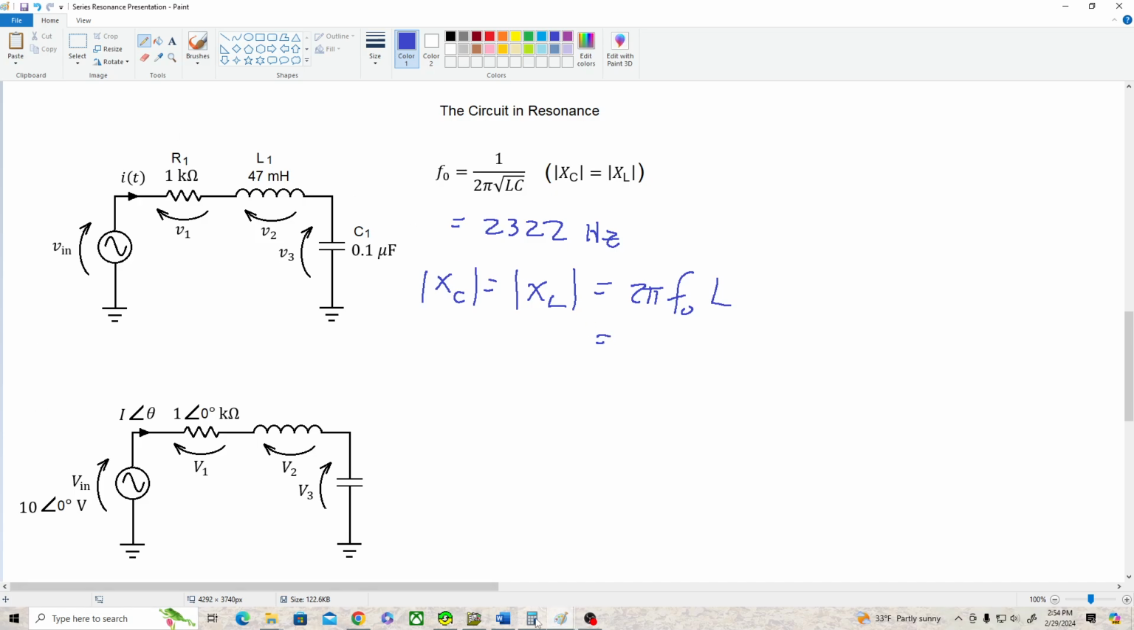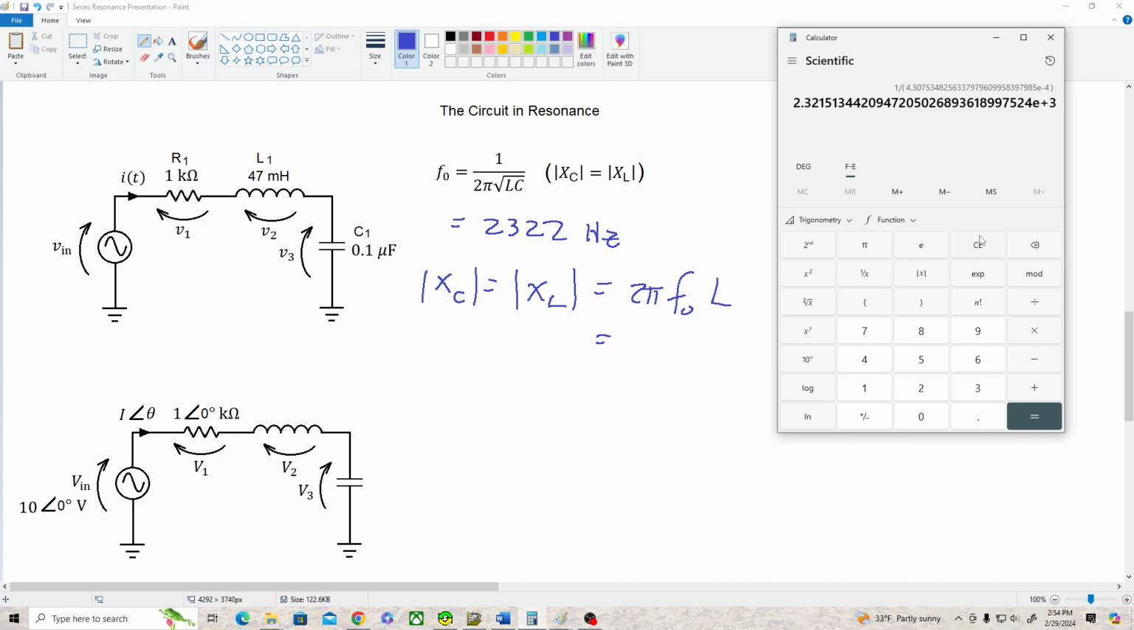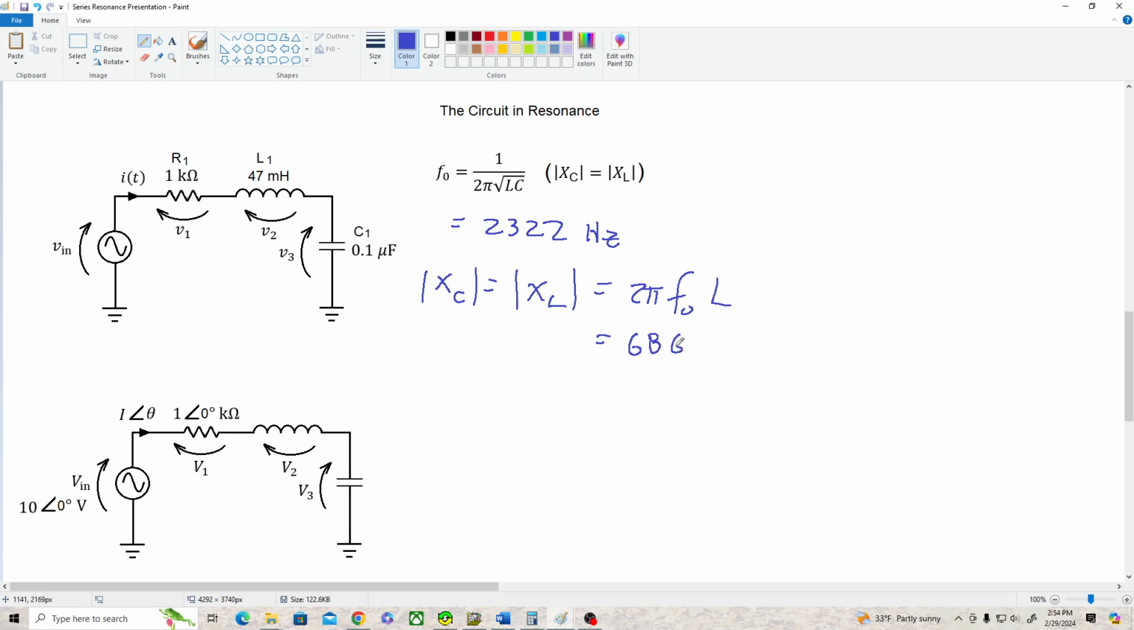Let's call up our calculator again. And we've got 2 times pi times 2322 times 0.047 henries gives us an X sub L of about 686 ohms. And we know X sub C will be the same. We could verify that, but I'm not going to bother going through the calculation on here. You can do that yourself.